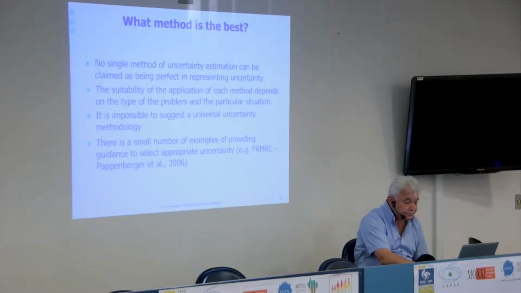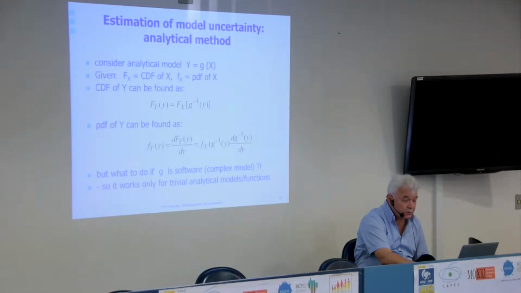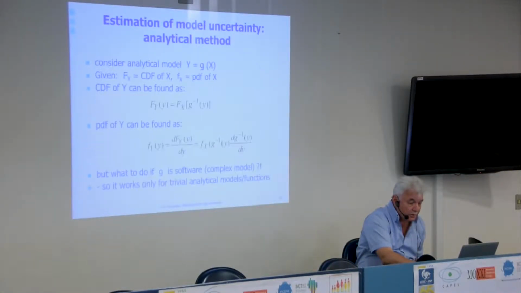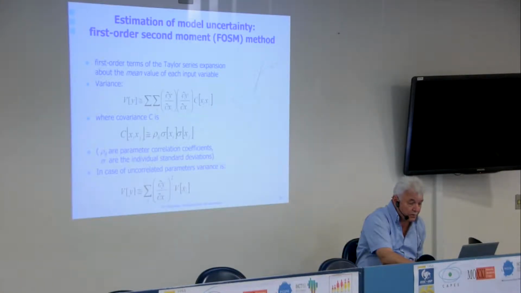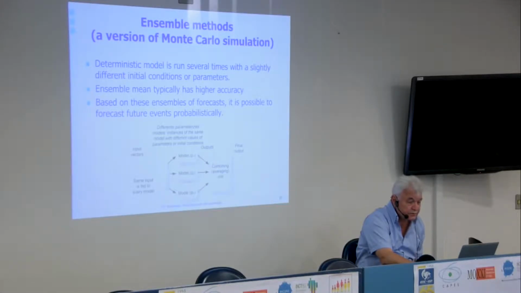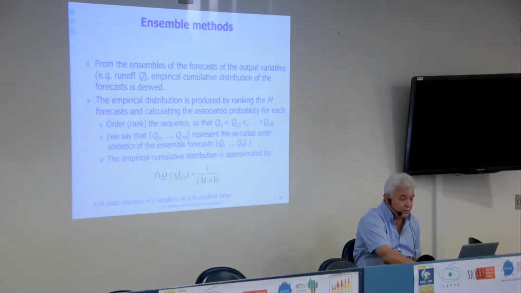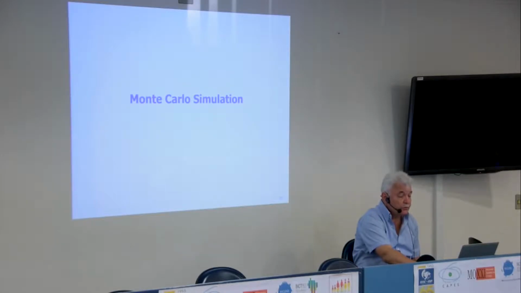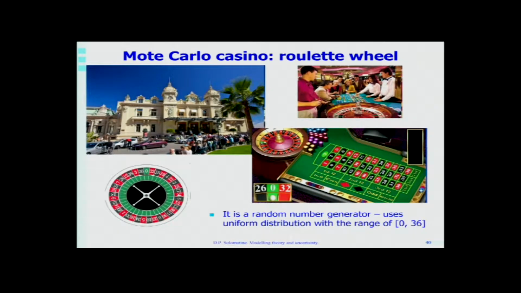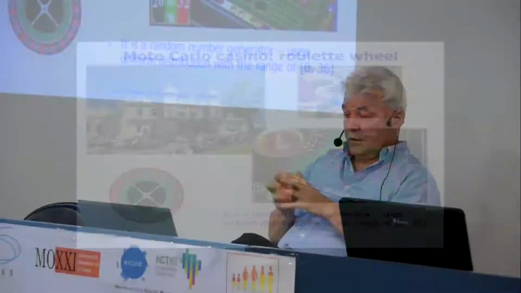That's why I will not talk about these methods which cannot be used. There is no need to talk about this, so let's skip it. Even ensemble methods we skip. We move directly to Monte Carlo simulation. Monte Carlo simulation is a trick which is used to deal with uncertainty. It's a numerical trick.